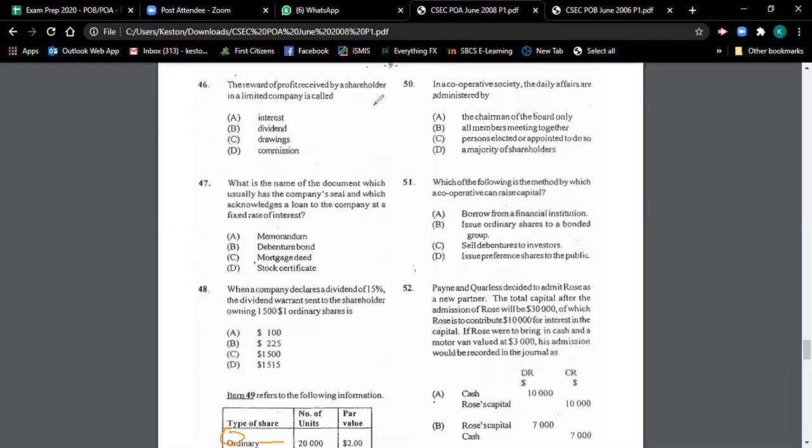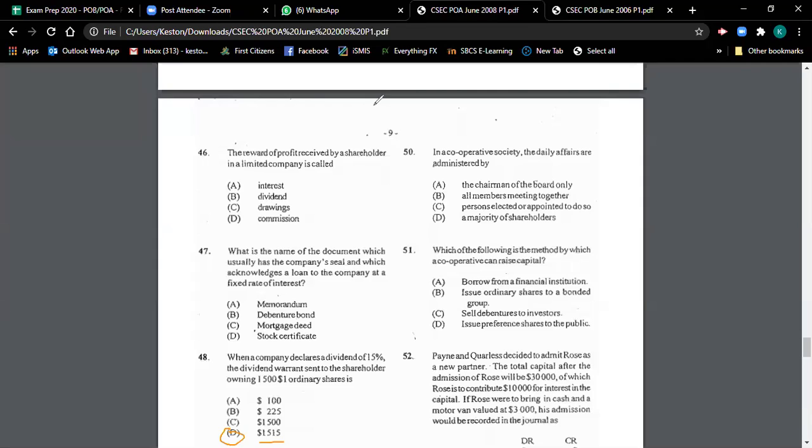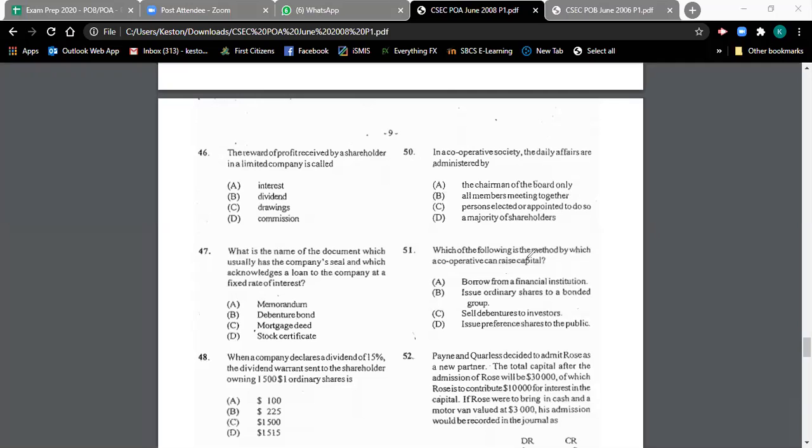50. In a cooperative society, the daily affairs are administered by persons elected or appointed to do so. Very good. Excellent. 51. Which of the following is the method by which a cooperative can raise capital? Borrow from a financial institution. Issue ordinary shares to a bonded group.